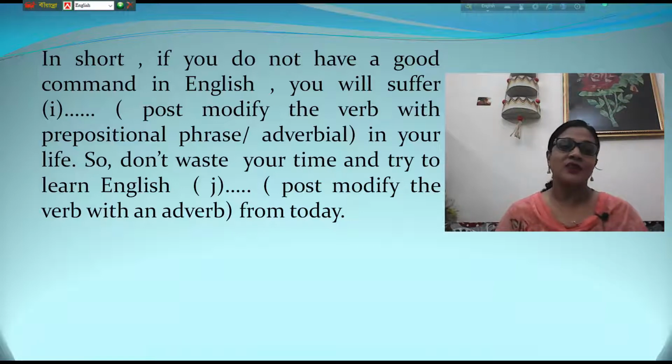Post modify the verb with an adverb. একটা আমাদেরকে একটা adverb use করতে হবে: English well from today. My dear students, you have to study a lot to understand the grammatical item modifier, and if you want to solve the questions smoothly and rightly, you have to know the definition, understand the definition and the rules of the pre-modifier and the post-modifiers.